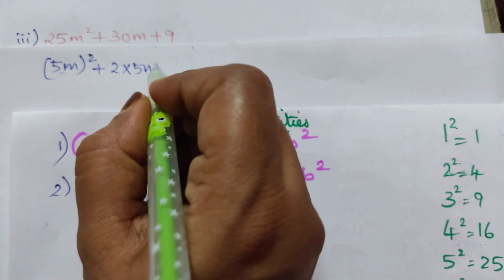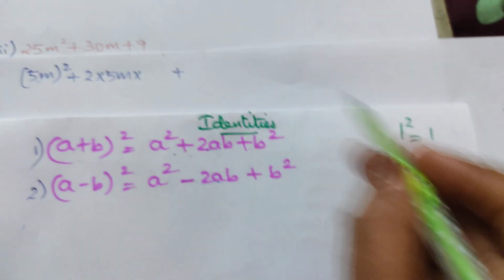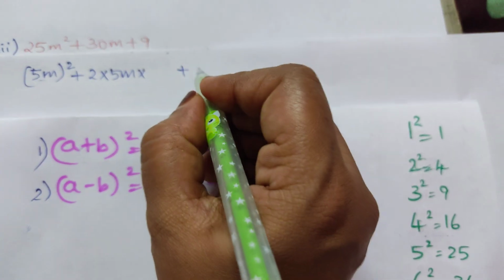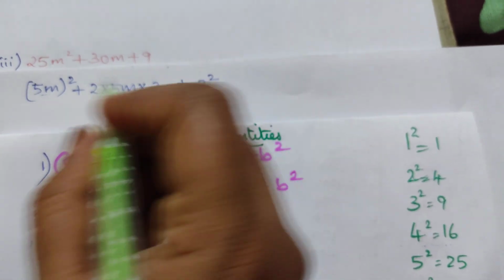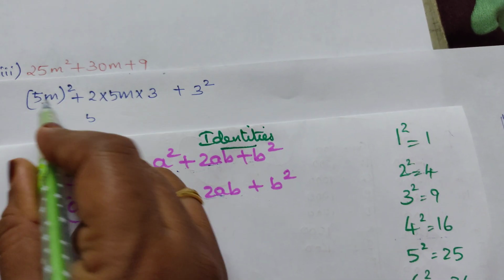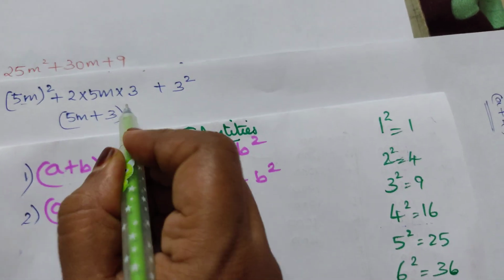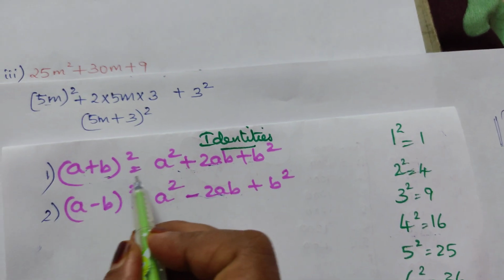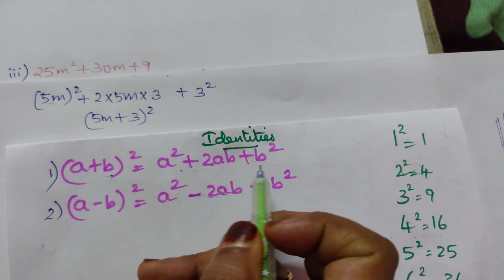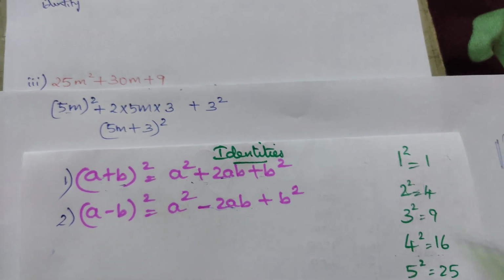So it is 5m into b. What is b? What is the square root of 9? We know 3 square is 9. So we are going to write here 3 square. So 3 automatically becomes our b. So this is a, that is 5m, plus b, that is 3, the whole square. The answer to this is (5m plus 3) the whole square. We have used the identity (a plus b) the whole square is equal to a square plus 2ab plus b square. I hope you have understood all 3 problems thoroughly.